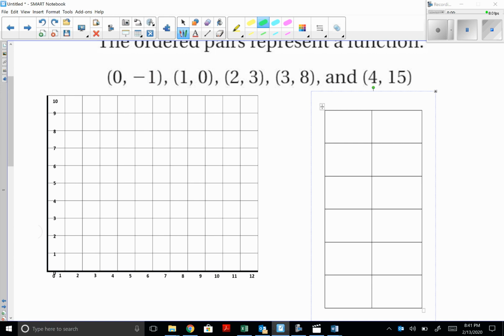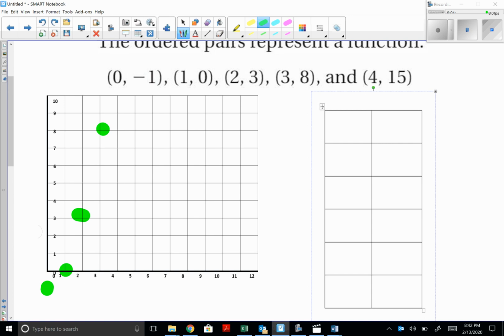Okay, we have a point at (0, -1), and of course my graph does not have negative y values, but I'm going to put a point about there because that's where it should be. (1, 0), that's an x coordinate of 1 and a y coordinate of 0, so that one's here. (2, 3), so that's over 2 up 3. (3, 8), over 3 and up 8. Oh geez, and then I can't even fit my last point on that graph.